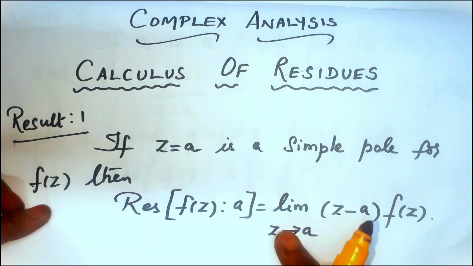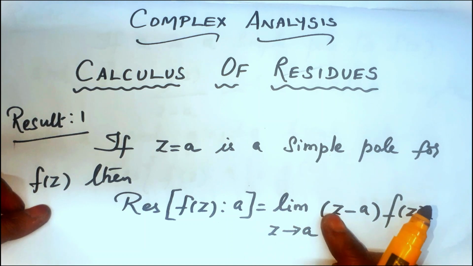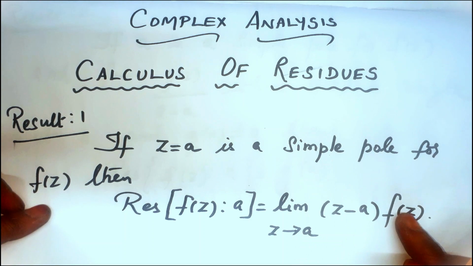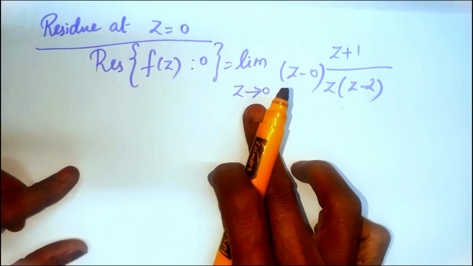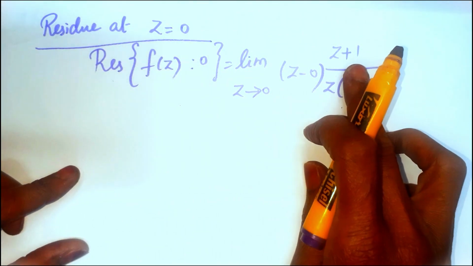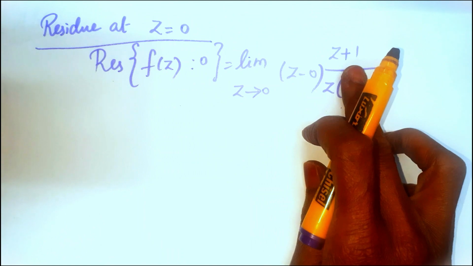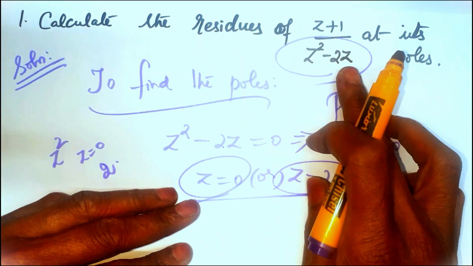z tends to a. What is the pole here? Here it is 0, so z tends to 0, z minus 0 into the given f of z. Okay. So here z equal to 0. So limit z tends to 0, z minus 0 into f of z. What is the f of z given here? This is our f of z, z plus 1 by z squared minus 2z.